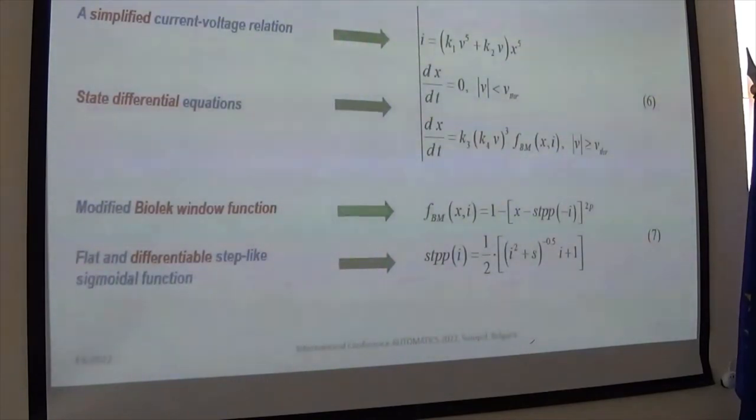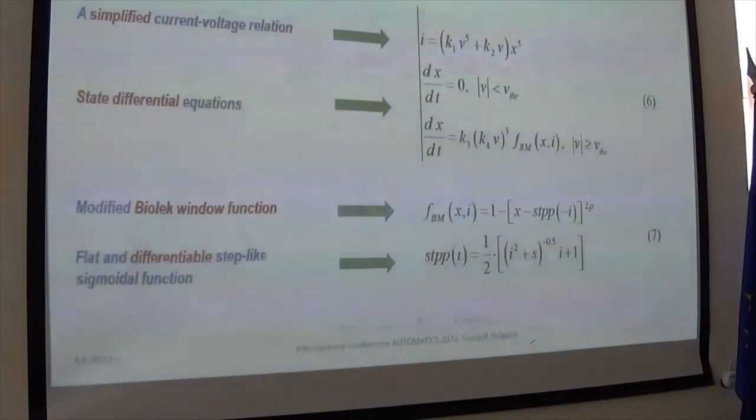Here is presented our modified model. The first equation is a simplified one and relates the current and the voltage. The next expresses the time derivative of the state variable when the voltage is lower than the activation threshold, and the next is for voltage higher than this. The difference is that if the voltage is lower than the activation threshold, then the memristor behaves as a linear simple resistor.